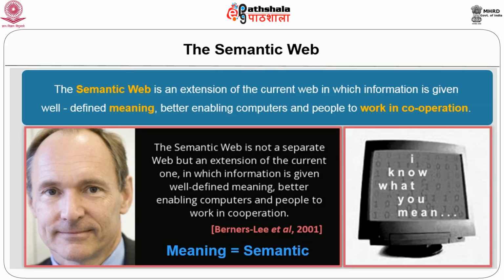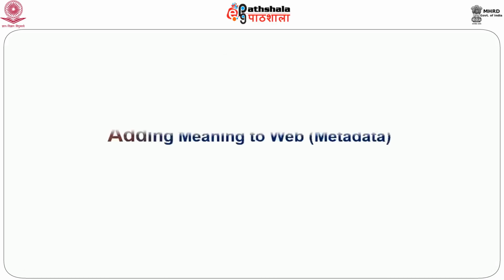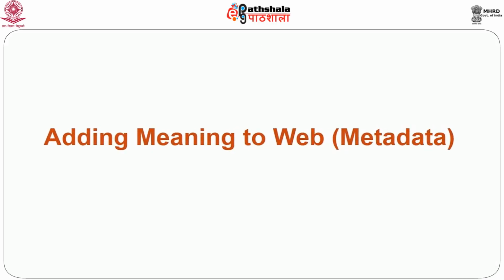Berners-Lee defined this in 2001. That means we have been talking about the semantic web for almost 15 years. It's nothing separate from the web, it's an extension of the current web. Now how is it possible? We store a lot of metadata. When a web page is created, the page description, the metadata, is data about the original data. And that metadata is clearly defined.